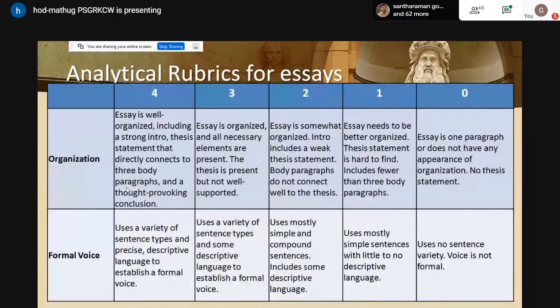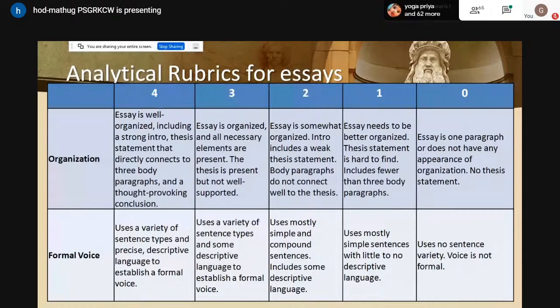Organization. How well the essay is organized, including a strong introduction, thesis statement that directly connects to 3 body paragraphs, and thought-provoking conclusion. If it is vague, then I will give him 4. Essay is organized. All the necessary elements are present. The thesis is present, but not well supported. Then I will give just 3 marks.